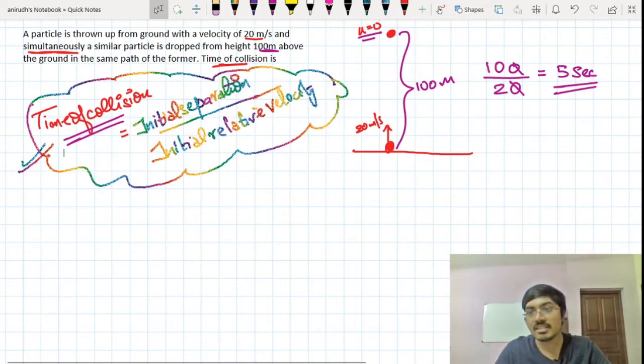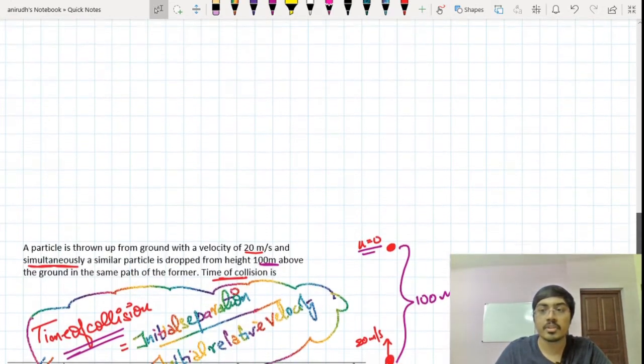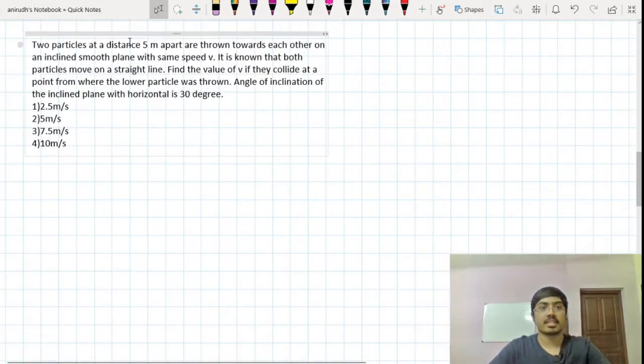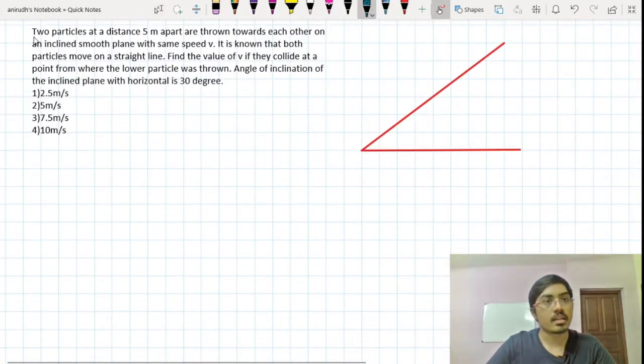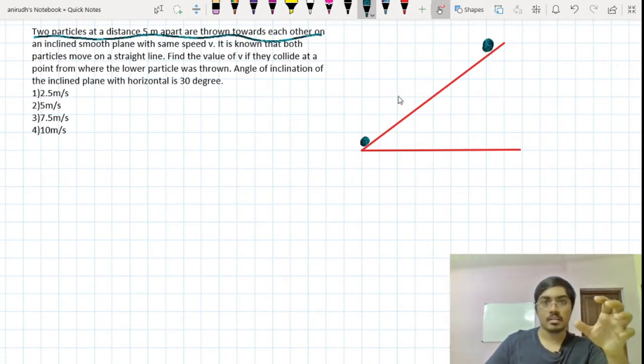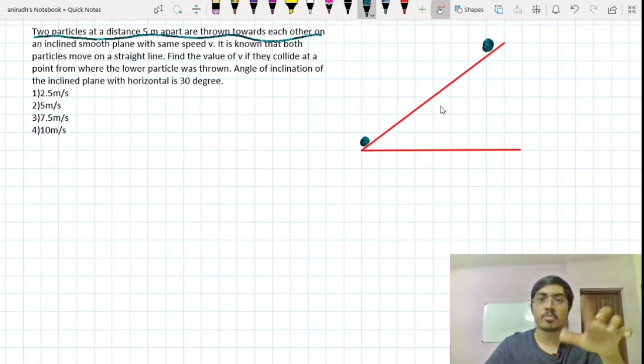Now let us modify the situation, and I have got a very beautiful question over here, and let's understand how to solve it. See this question now. Two particles at a distance 5 meter apart are thrown towards each other on an inclined smooth plane with the same speed v. So let us suppose my first body is over here. So this is my first body and this is my second body. Okay, and the distance between both these things is 5 meters.